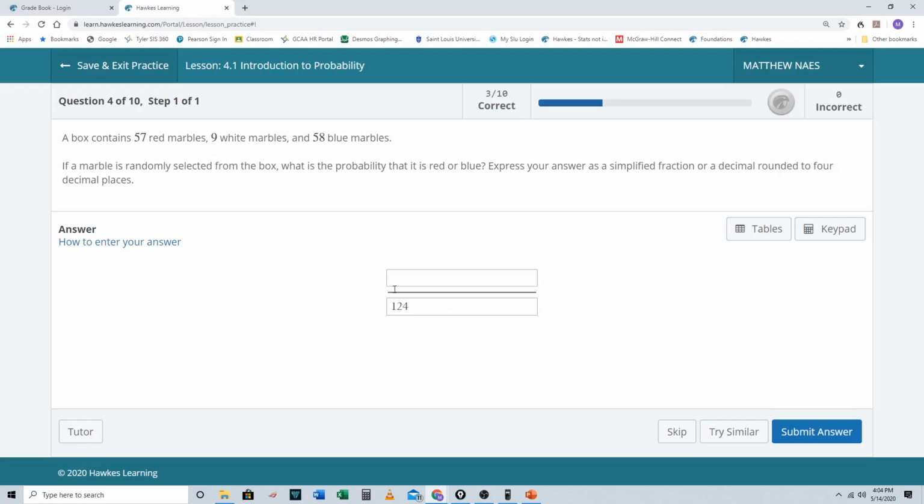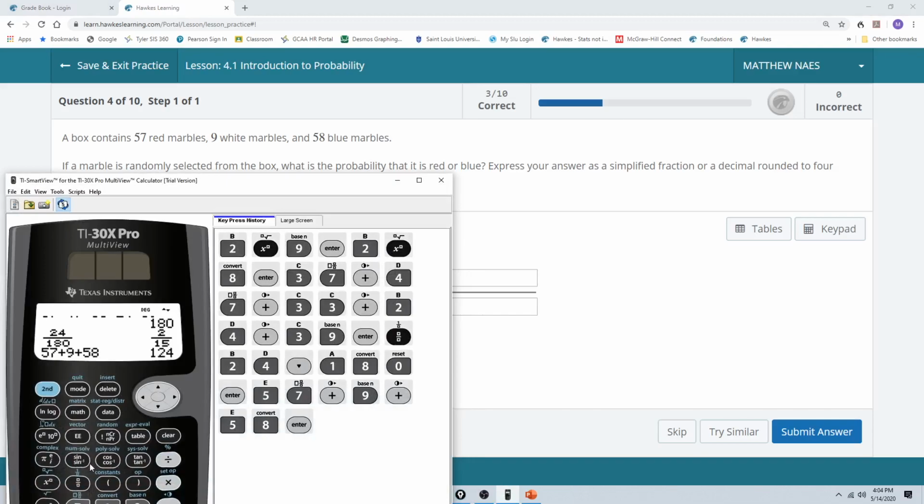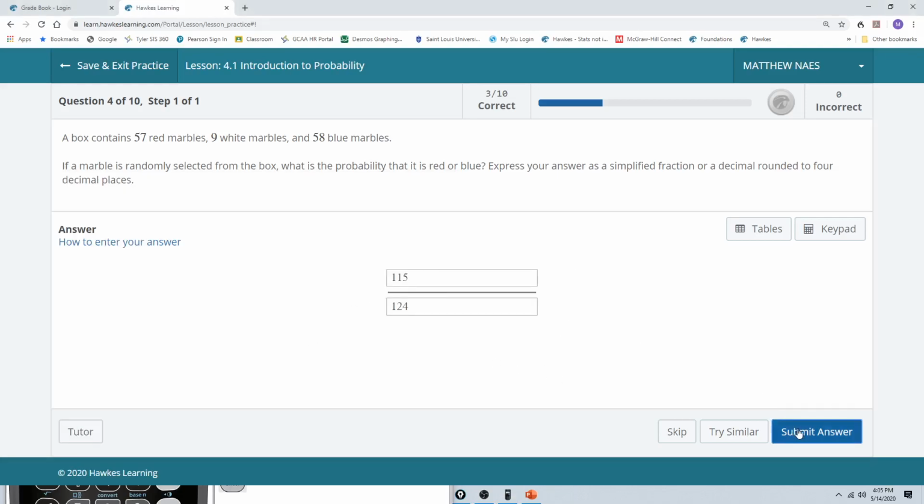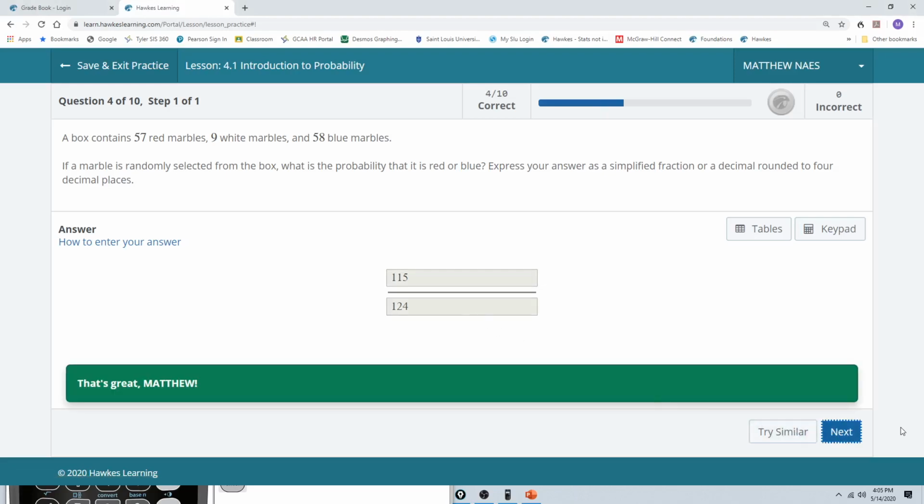57 plus 58, which would be 115, which I think should reduce. Yeah, I'm going to say that's going to reduce. I'm going to put that in the calculator. So 115 over 124. Nope, does not reduce. Okay. There we go. Glad I checked, though.